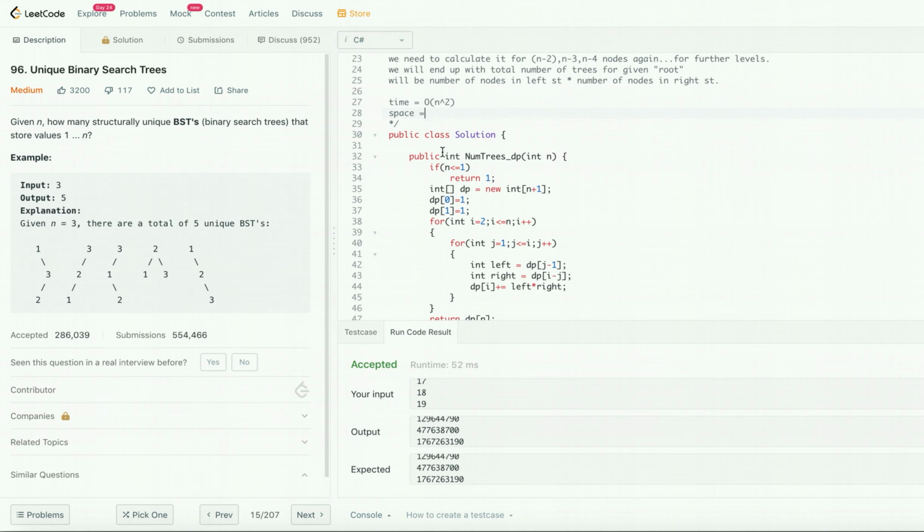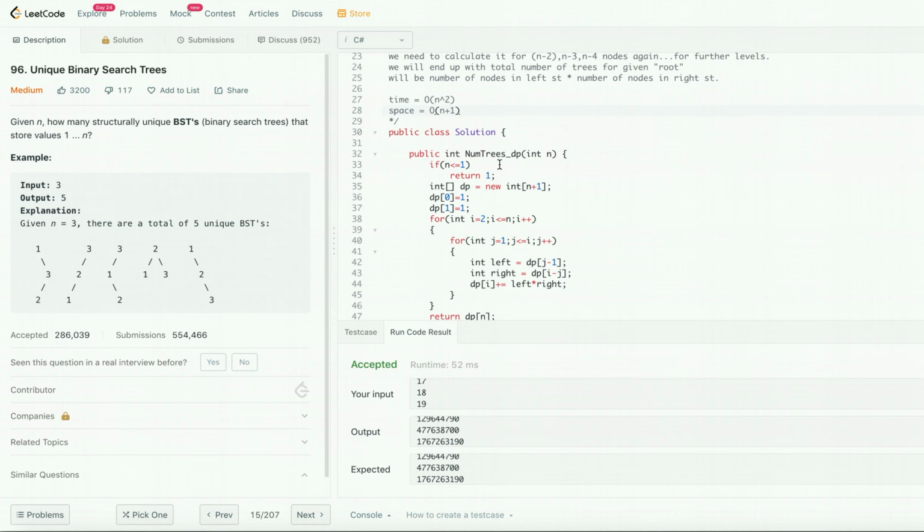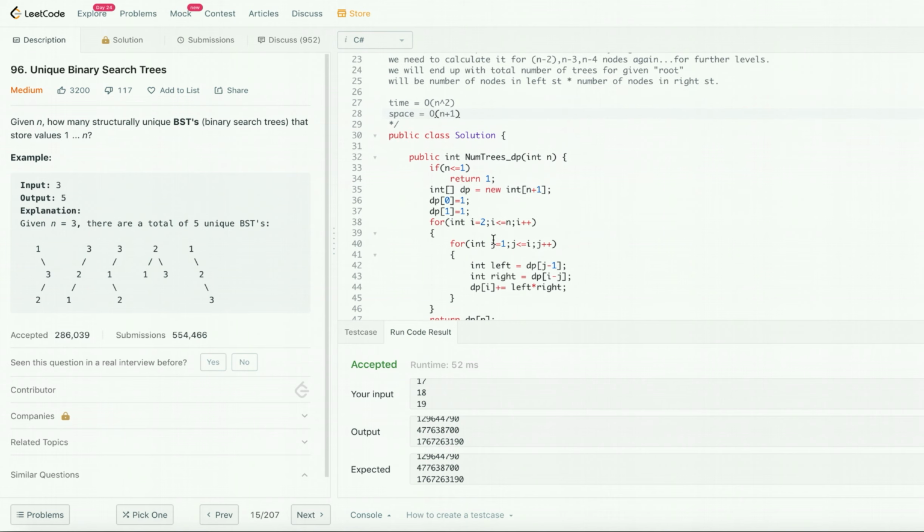And what is the space complexity? The space that we are using is the dp array, which is of size n plus 1. So, let us say order of n plus 1. Are we using any more space? Not really. In that case, the space complexity will be order of n plus 1, but since we remove the constants from the big O notation, it will be order of n. So, time complexity is order of n square and space complexity is order of n.